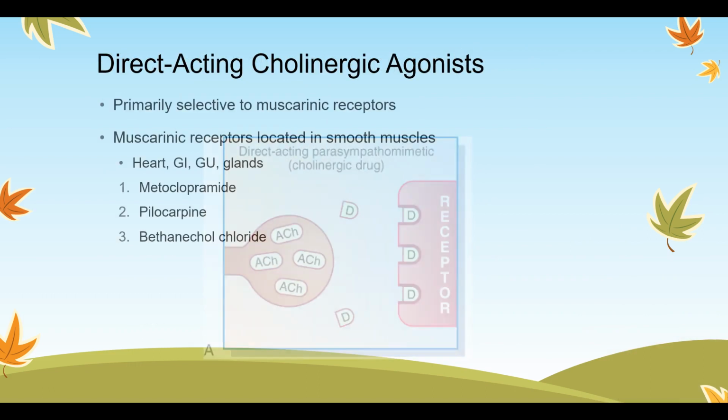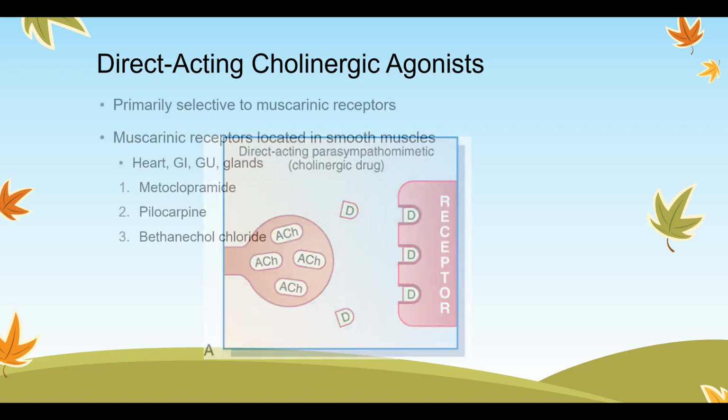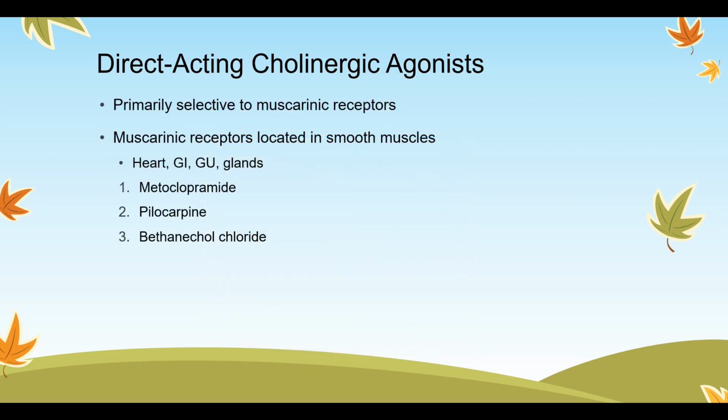Okay, so I'm not going to go through these pictures. I just want you to understand that there's two different kinds, direct acting and indirect. But cholinergic agonists, the ones that work primarily with the muscarinic receptors, they're in your heart, your GI, the GU, glands.